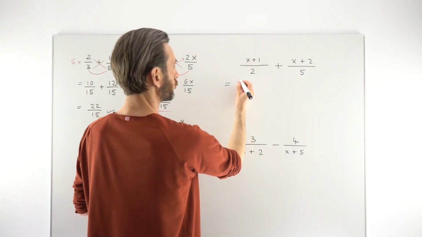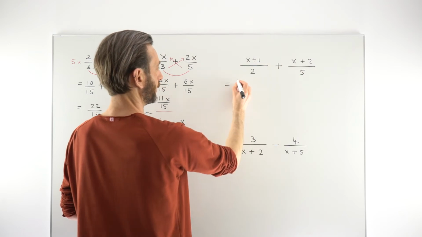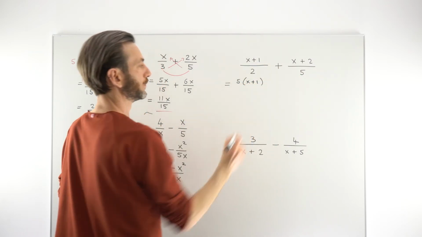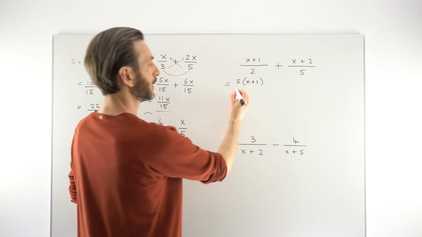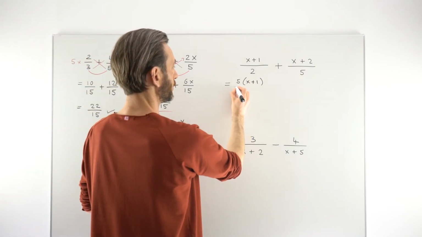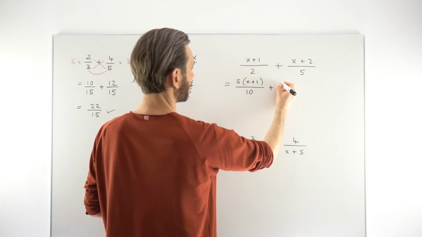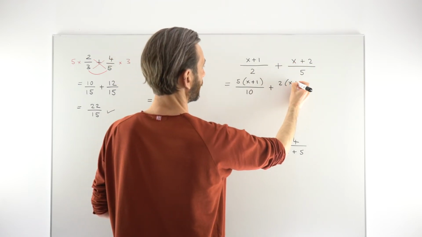So one way you can control that, so 5 times x plus 1, is by introducing a bracket. So you would go 5 bracket x plus 1 like that. The denominator is 5 times 2, which is 10, so that's going to be over 10. Going the other way, 2 times x plus 2, 2 bracket x plus 2.